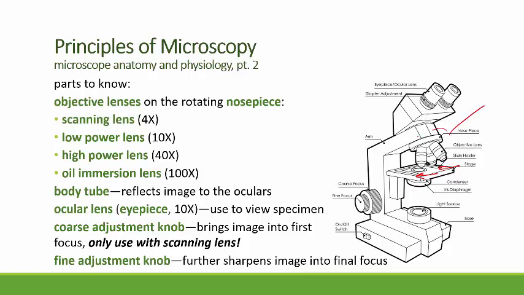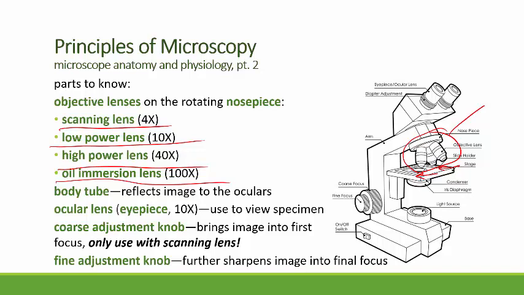On the nose piece, this is this area, we have 4 lenses. At the lowest magnification is the scanning lens. It provides 4 times magnification. So scanning lens, that's the red one. The low power lens is next. It has 10 times magnification. The high power lens provides 40 times magnification. And then the longest lens is the oil immersion lens. That's where you have to put the drop on, and it gives 100 times magnification.